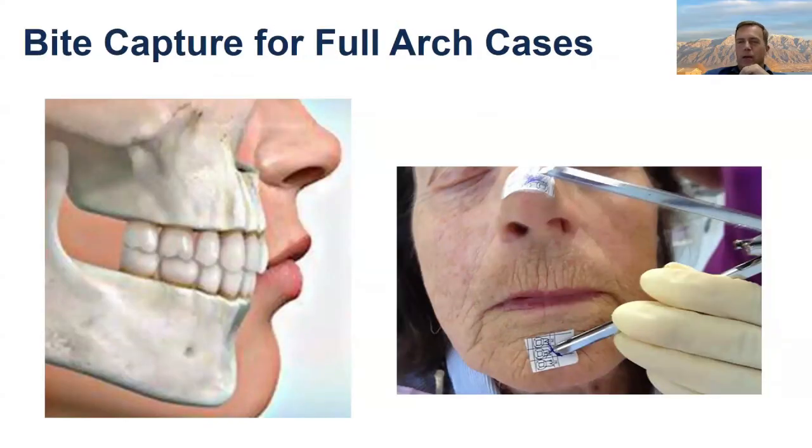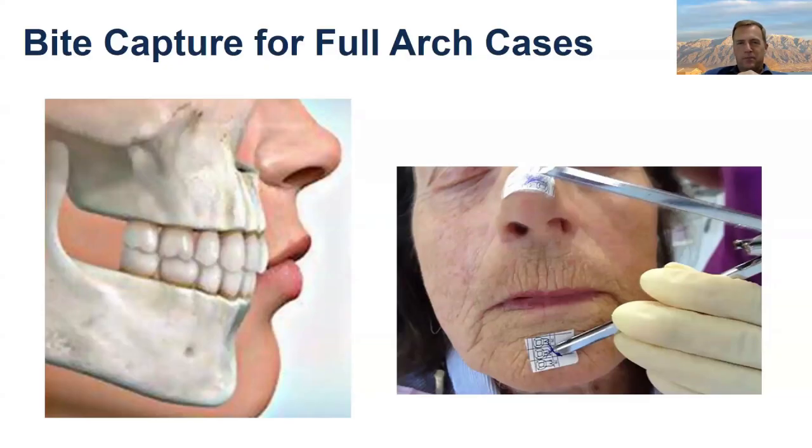This is me beating the drum again for getting a nice CR bite at the correct VDO. For those of you that haven't seen a VDO gauge yet, I don't have a picture of it on this, but it'll change your life for full arch cases. It works by comparing this distance with this distance, and it'll give you a number you can put in a chart and check every time. So VDO gauge, look it up.